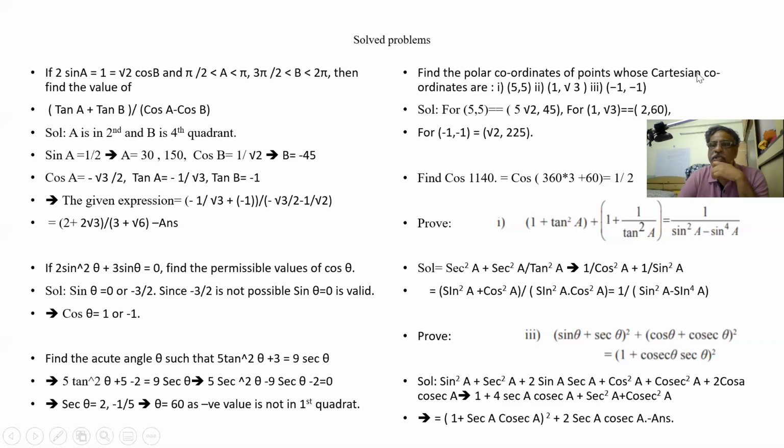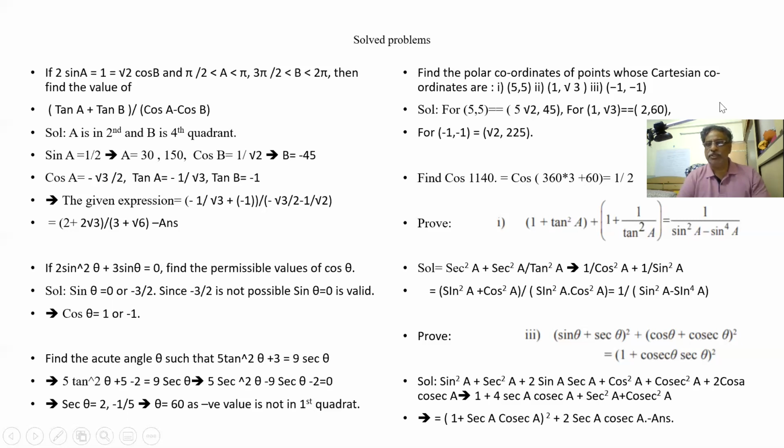And the polar coordinates of the Cartesian. Again, just as we have done this, the radius is root of 5 square plus 5 square, that is 5 root 2, and 5 by 5 is 1, so 45. Radius is root of 1 plus 3, root 4 is 2, radius is 2, and tan theta is root 3, so theta is 60. So 2 and 60. Like that. Find cos 1140. 1140 can be written as 360 into 3 plus 60. So this is the first quadrant, that is half.